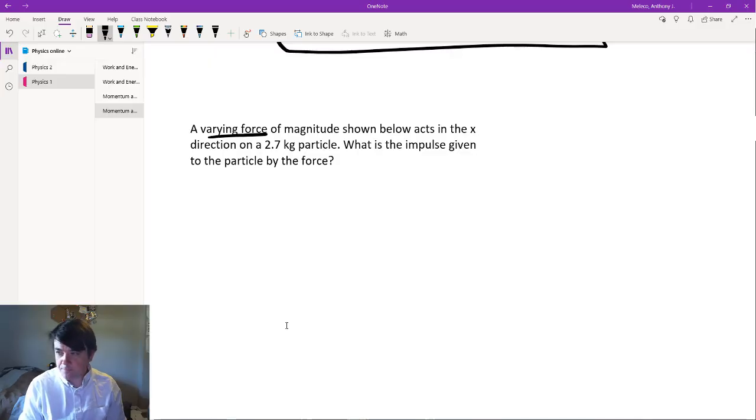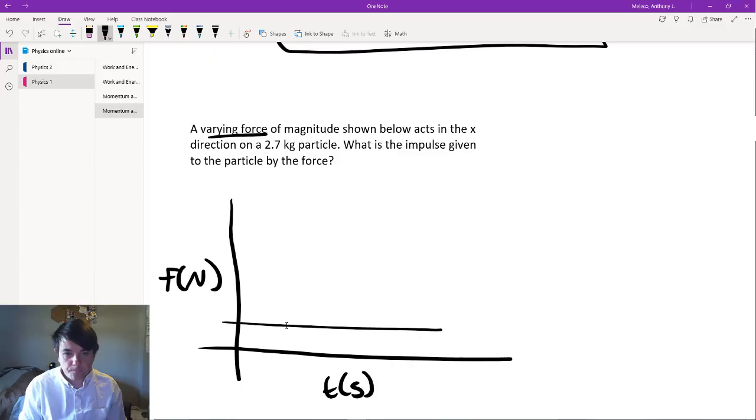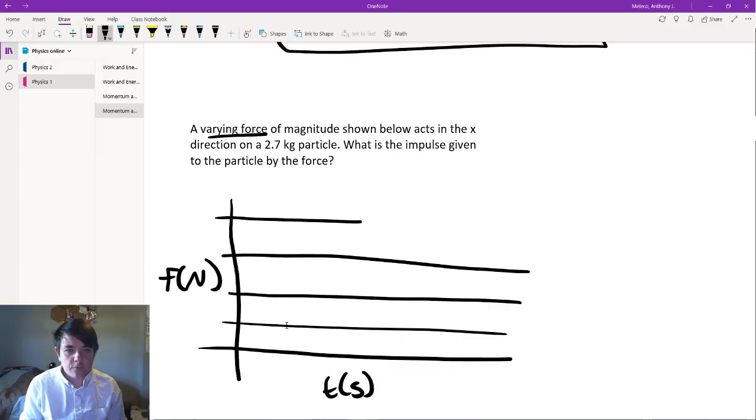So once again, we need impulse, right? So these types of problems are kind of set up like this, where, if it's a varying force, you need to be told how the force is changing with time. And so I'm just going to set up a really quick little graph to show you how it's changing with time.